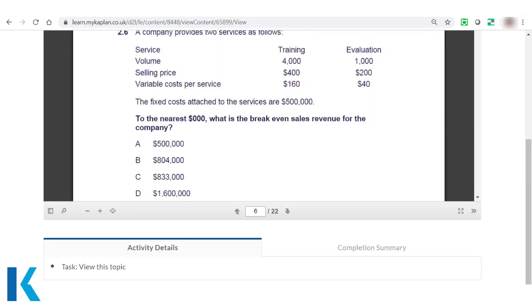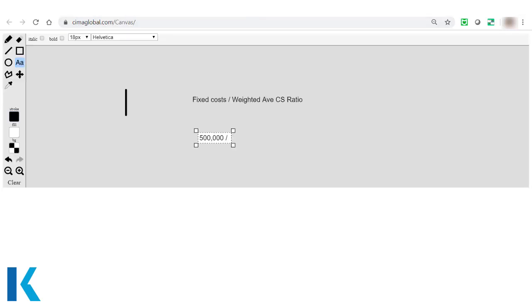Your weighted average CS ratio is your total contribution divided by your total sales. So if I want to do another text box here, I'm going to put it over here. Total contribution divided by my total revenue. Again, like I say, you might want to do a lot of these calculations just on your calculator and you won't need to write things down. But this is just designed to show you what you can do.